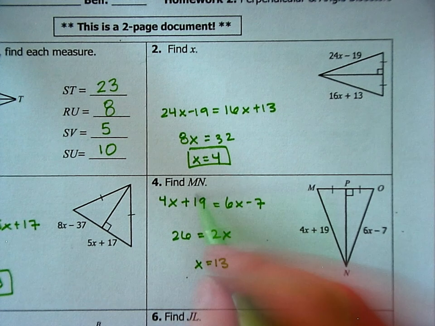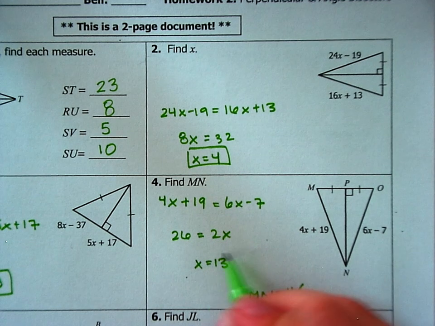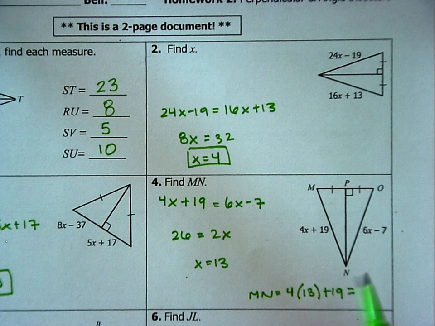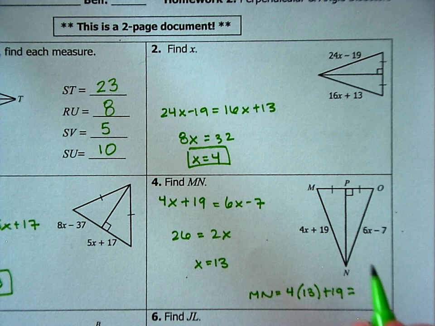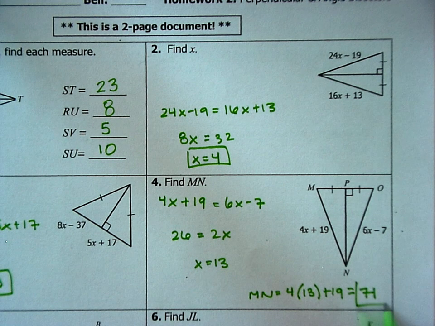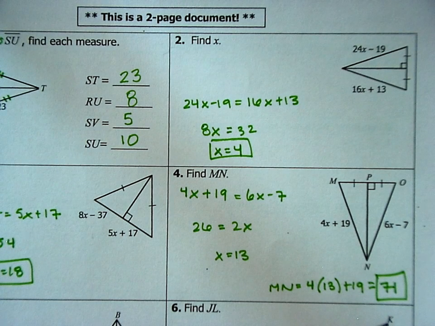But I want MN, that's this length right here. So MN is going to be equal to 4 times whatever our x value is, plus 19. So if I do 4 times 13, that's going to give me 52. And then if I add 19, that'll give me 71. That is our final answer. That's what MN is. All right, again, pause your video if you haven't done the next two so that we can move on and I can show you these solutions.